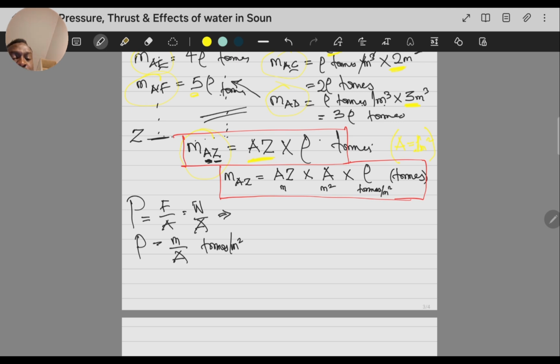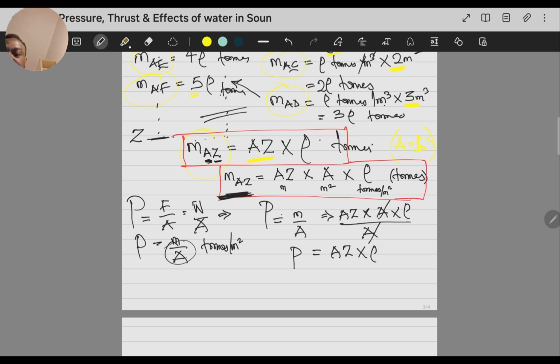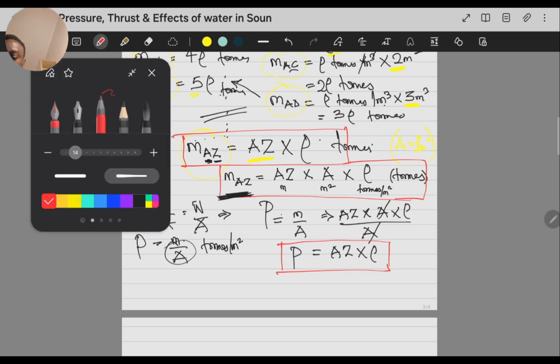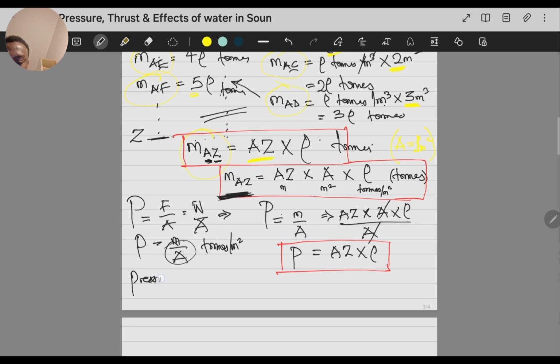So what we want to do is project this weight of the fluid on a certain area. So for every particular area we consider, we want to know what the pressure is exactly. So pressure is then going to be the mass over area, which is AZ times A times density over A. Then A cancels A. We can say pressure is AZ times density. So I'm going to box this. It's very important to understand that pressure calculation is going to be the depth times the fluid density.